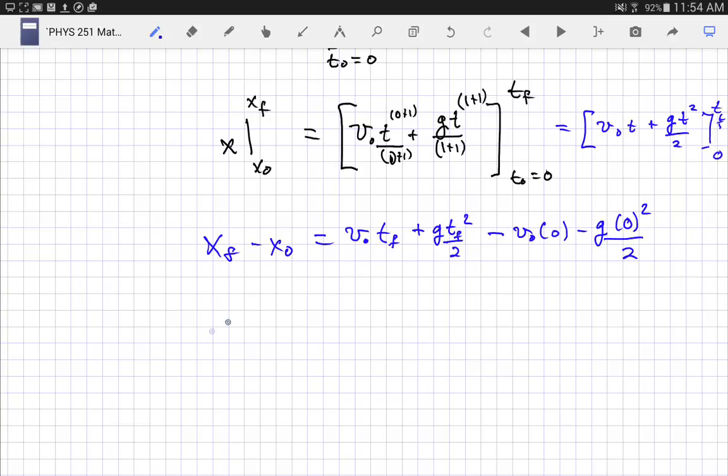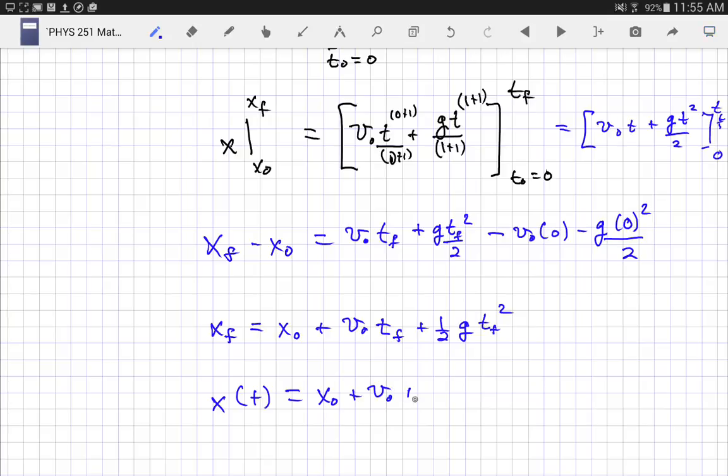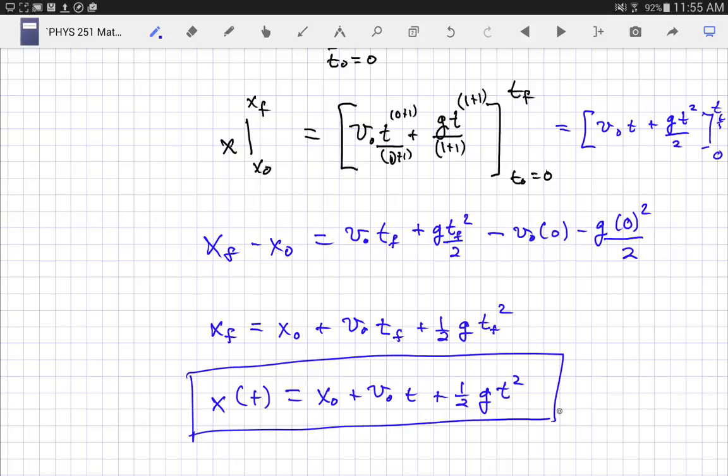So now, solving this for x final, or relaxing by taking off the f's, x as a function of time is equal to x initial plus v initial t plus 1/2 g t squared. And that is our most important kinematic equation. Like 90% of your kinematic problems are going to be that equation.